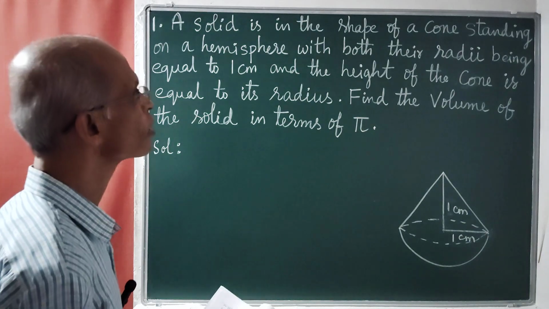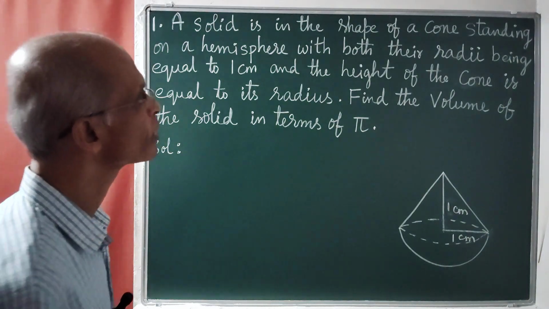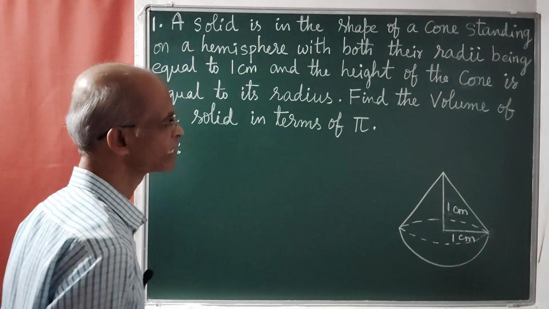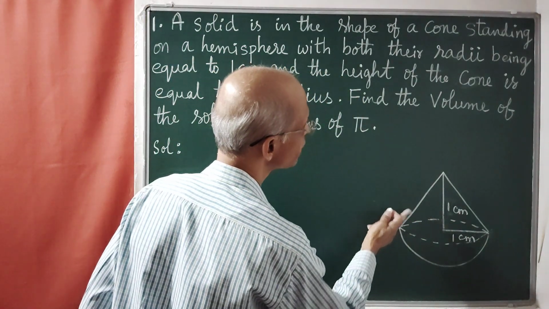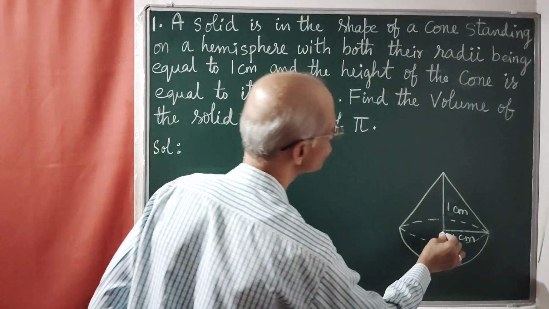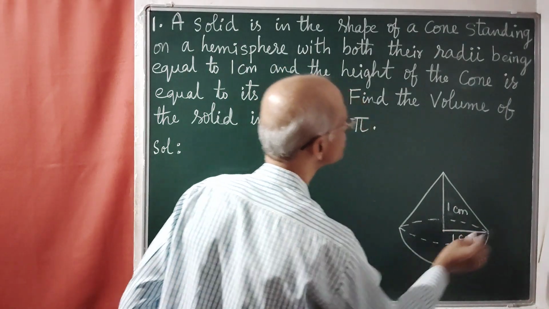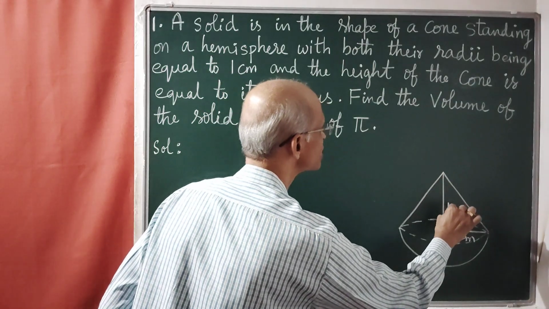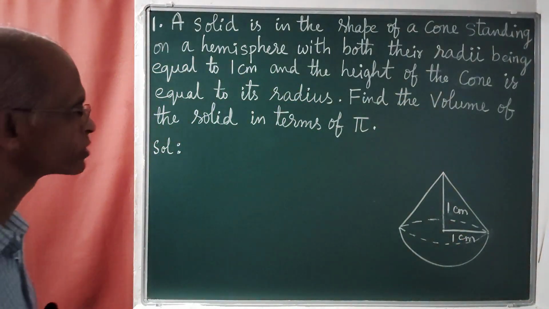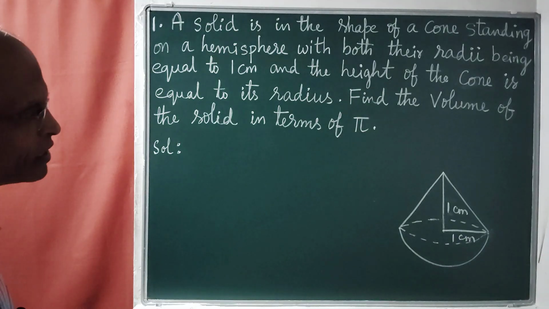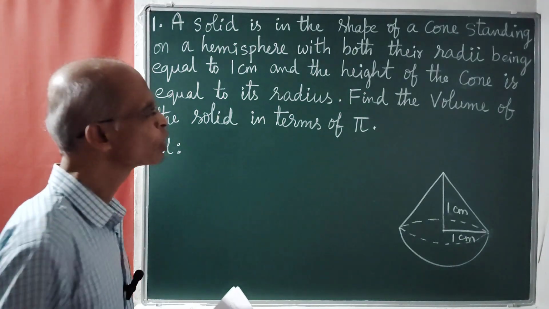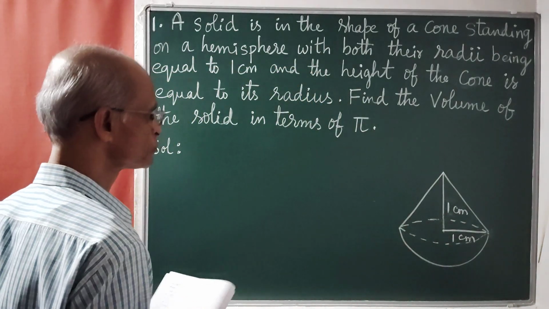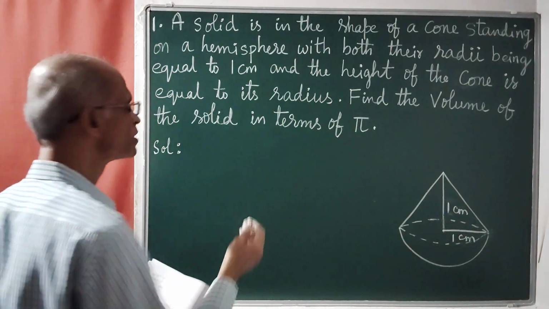So they have got a toy here. The toy is in the shape of a cone standing on a hemisphere. The radii of the cone and the hemisphere are the same, equal to 1 centimeter, and the cone's height is also 1 centimeter. We have to find out the volume of the solid. Volume of the solid means what? Volume of the cone plus volume of the hemisphere. Now first we'll find the volume of the cone.